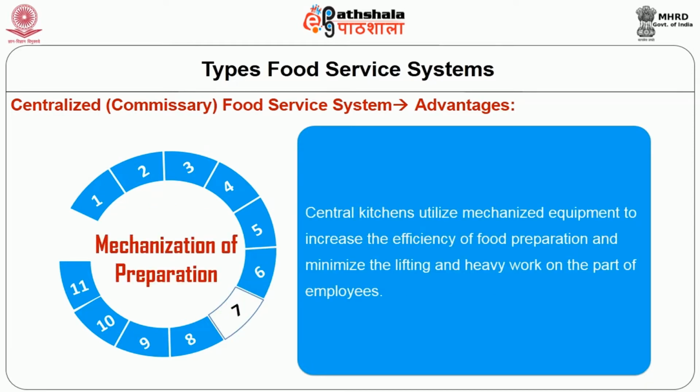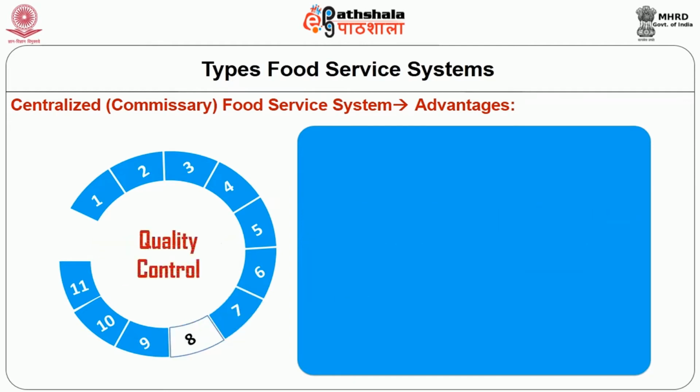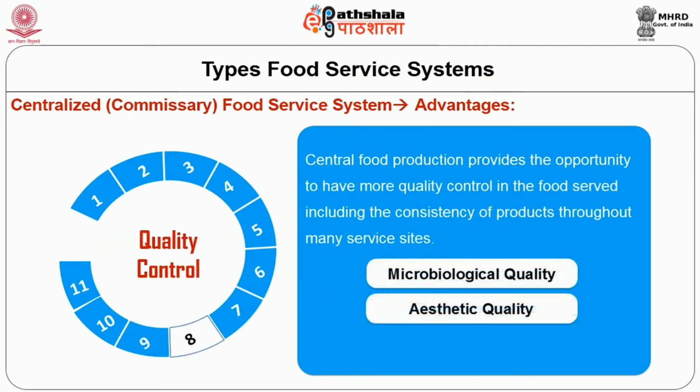The next one is mechanization of preparation. Central kitchens utilize mechanized or custom-made equipment to increase the efficiency of food preparation and minimize the lifting and heavy work on the part of employees. Finally, it is quality control. Quality control can be achieved in central food production systems because they provide the opportunity to have more quality control in the food served, including the consistency of products throughout many service sites.